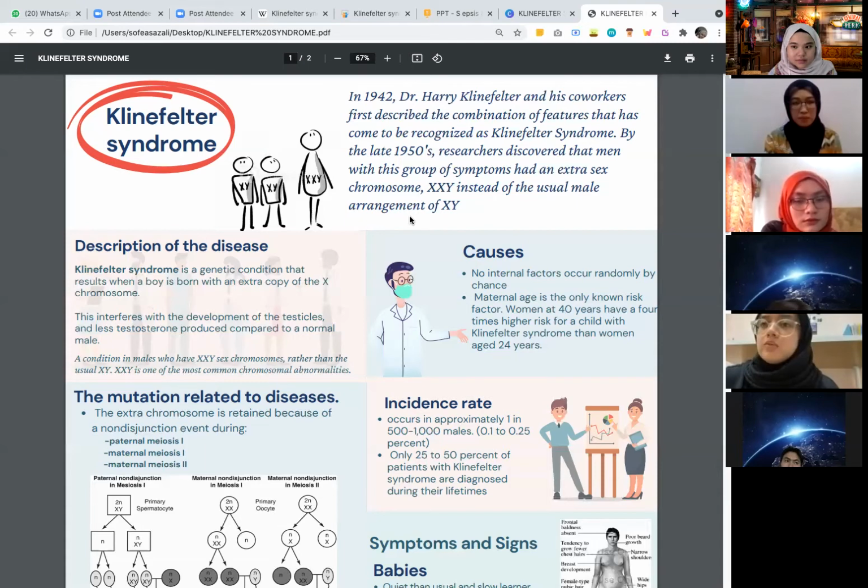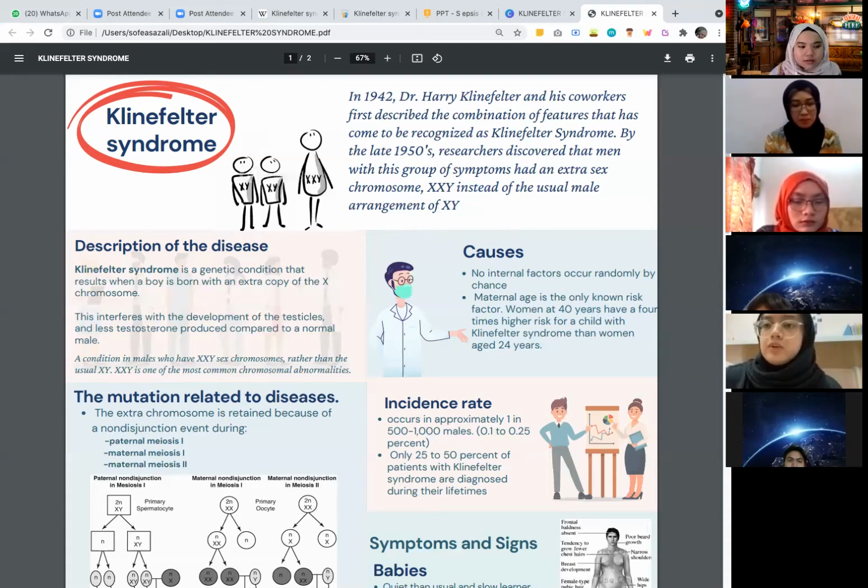But the etiology was thought to be due to an endocrine disorder of unknown cause until by the late 1950s, researchers discovered that men with this group of symptoms had an extra sex chromosome, XXY, instead of the usual male arrangement, which is XY. So what is actually Klinefelter syndrome? Today, the term Klinefelter syndrome is referred to a genetic condition that results when a boy or man is born with an extra copy of the X chromosome.